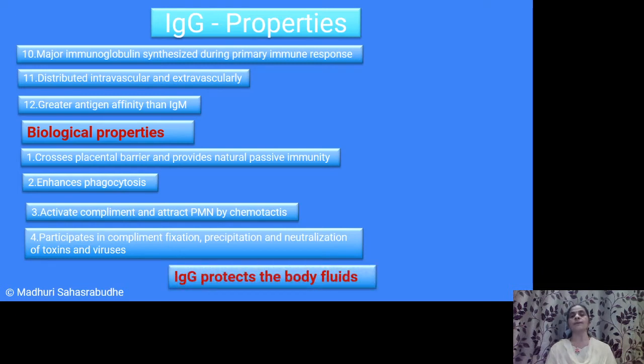Overall, if you look at the function of IgG, we'll find that IgG protects the body fluids. So once again, we'll see the important highlighting features of IgG. Number one, IgG is the major immunoglobulin found in our serum, about 70 to 80%. Number two, it has a molecular weight of 150,000 Daltons. Number three, its half-life is 23 days. Number four, very important to remember, the normal serum level is 8 to 16 milligrams per ml.